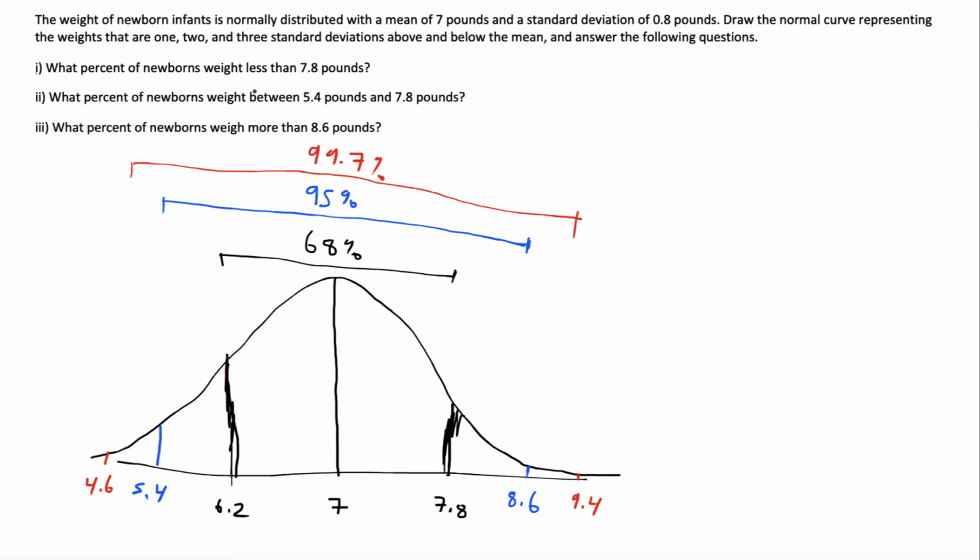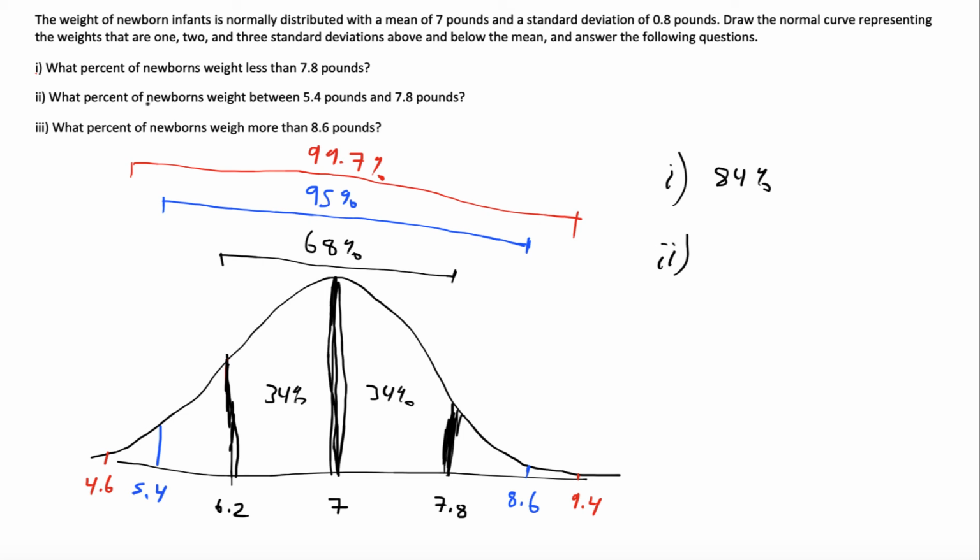What percent of newborns weigh less than 7.8 pounds? Well, here's 7.8 pounds. So we want to find everything less than that. Now, remember, this is the middle 68%, and this is also symmetric. So this is 34% right here, and this is 34% right here. But also remember that this is the median. This is the middle point. So half the values are going to be below that. So this is 50% from everything below. So the 50% plus this 34% should give us our answer. So everything less than 7.8 is going to be 84% of the data values.